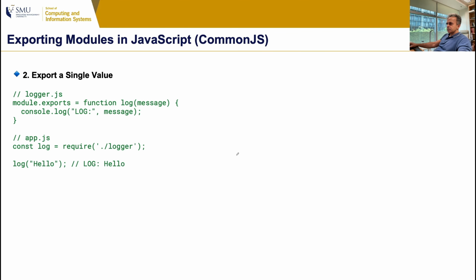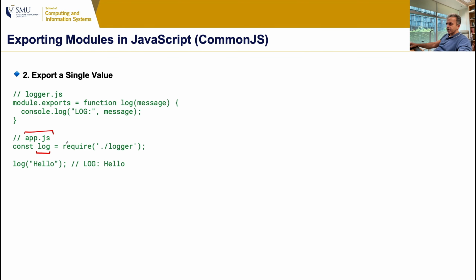Now, if you want to export a single value, so a single function, say a function called log is the function name, and then you can actually say module.exports is that function. So as you know, a function itself is a function object, so that can be exported like that. And in app.js, you just say const log, require this.